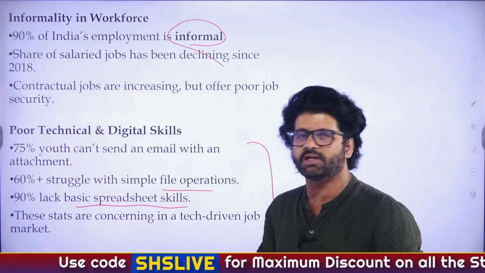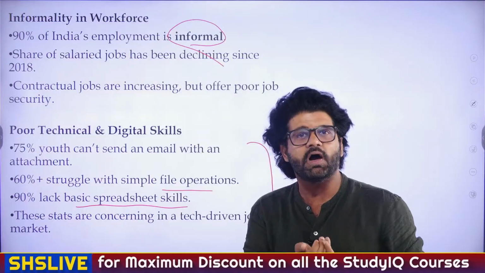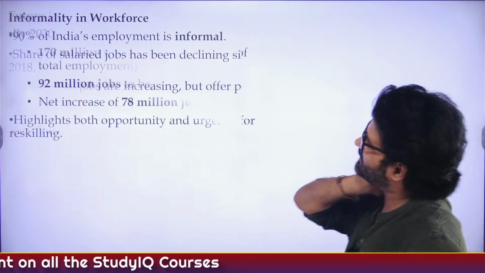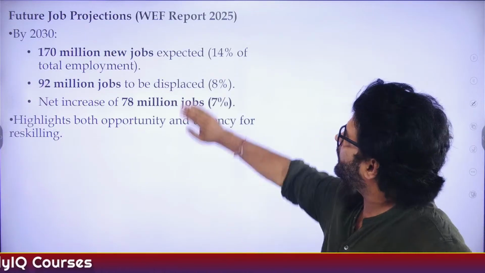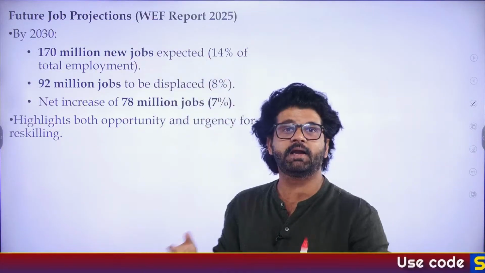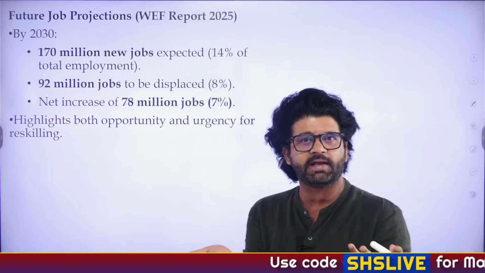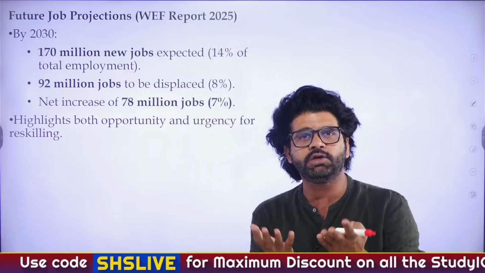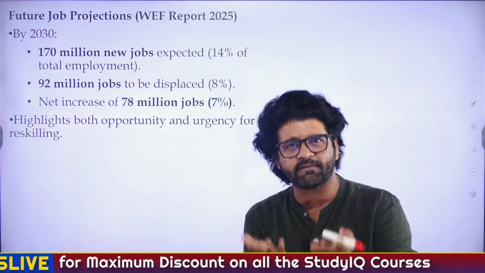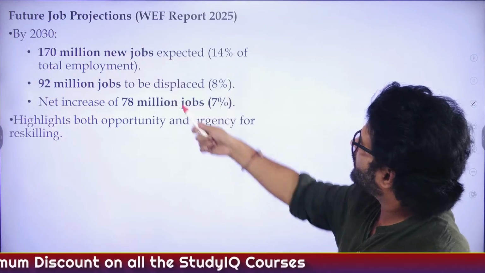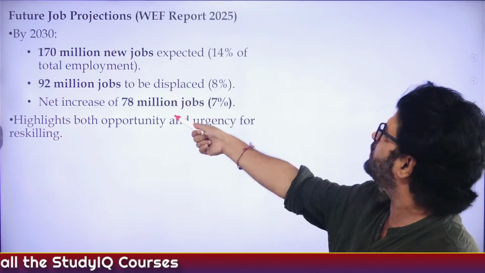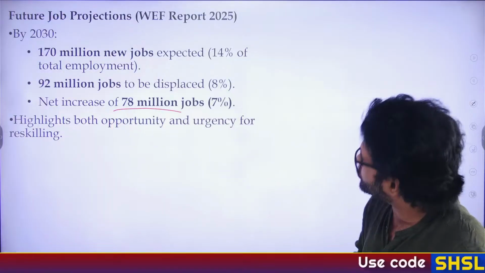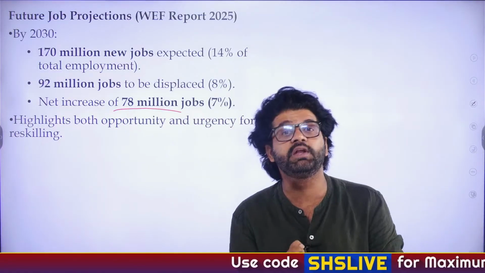If we don't have these skills, how are we expecting to get a good job? So we need to work on ourselves, rather than saying the job is not there. Future job prediction: World Economic Forum is saying that achhe din aayenge, achhe jobs aayenge. That means good days will come and so many new jobs are coming. But are you employable enough? Do you have enough skills? That is the question. 170 million new jobs are expected, 92 million jobs displaced. Again, you can read these things. A net increase of 78 million jobs highlights both opportunity and urgency, but you have to reskill yourself.